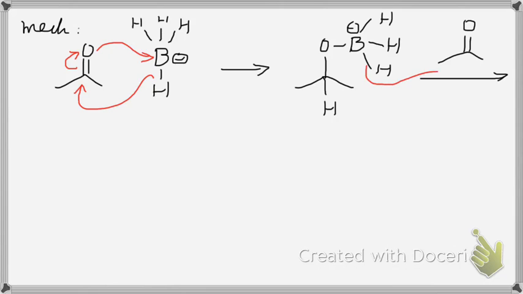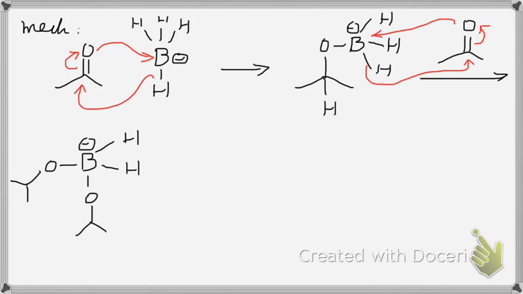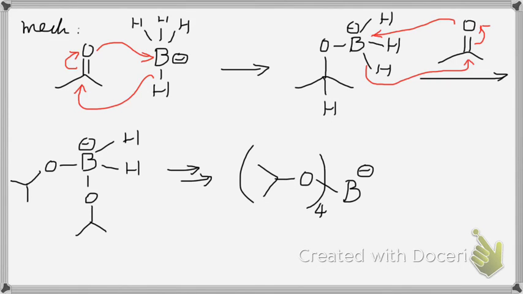So suppose we have a second equivalent of the carbonyl, the ketone. The second hydride can be transferred to the ketone carbonyl. And now we have 2 of this OR group attached to boron. The same reaction will be repeated twice. Eventually, all the hydrides will be delivered to the carbonyl carbon, and there will be 4 equivalents of the OR group attached to the boron. And we call this the borate.